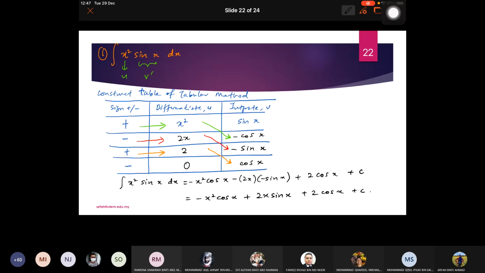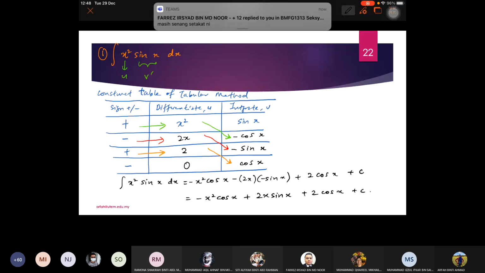Senang tak guna this one? Integration by tabular method. Is it simple or not? Senang? Senang. Okay. So, that is the first one. Susah. Apa yang susah tu F?